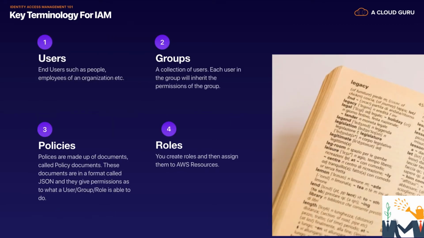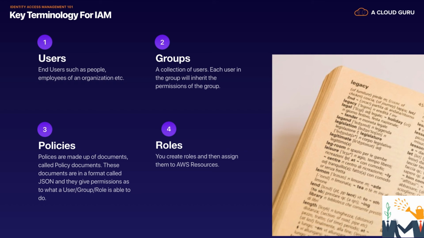So we're going to learn some key terminology for IAM, really 4 key terms that we need to learn. One is users, and this is simply end users such as people, employees of an organization, etc. We then have groups. This is a collection of users, so each user in the group will inherit the permissions of the group. You might have a group that is able to access S3, and you might have another group that's able to access EC2. So long as that user is in that group, that user will inherit the permissions of the group.